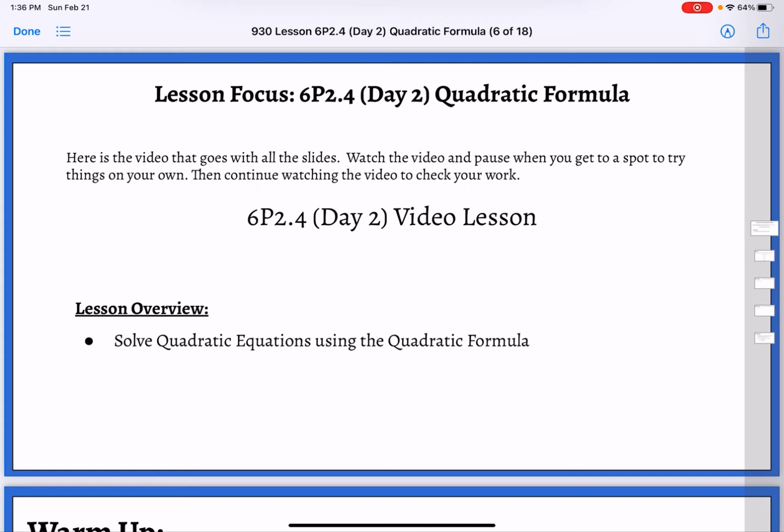Right, so yesterday we learned our last method of solving quadratic equations, and that was with the quadratic formula. Today we're going to spend another day just practicing because that is such a complicated formula. The more you practice it, the better you're going to get at it.